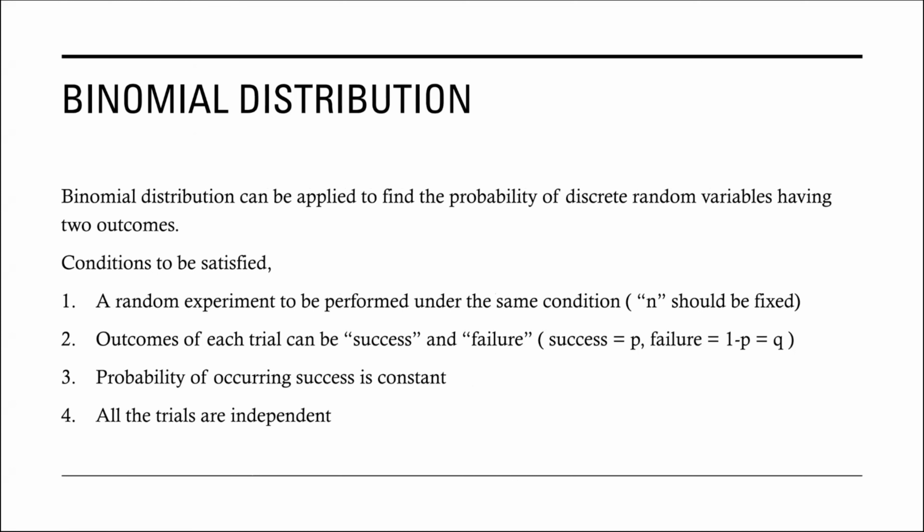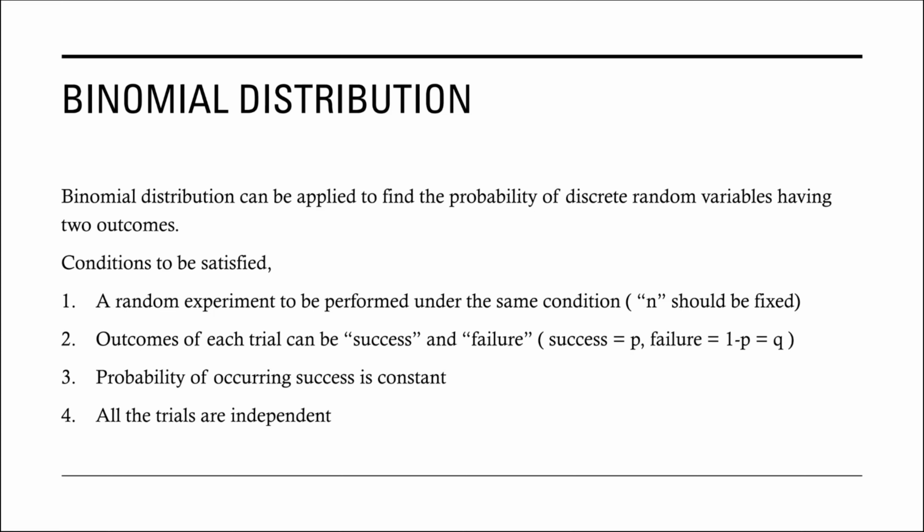The first condition is it has to be a random experiment which is performed under the same condition. That means n, which is the number of trials, should be fixed. And the outcomes of each trial can be a success or a failure. The probability of success, we call P. And the probability of failure, we call 1 minus P, which is equal to Q.